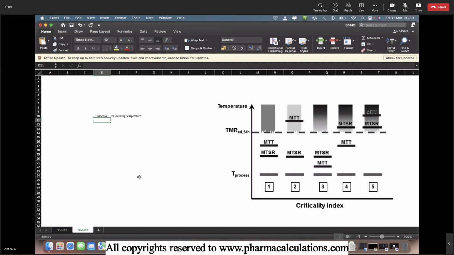The next one is the MTT. MTT is nothing but the maximum technical temperature. This is nothing but the boiling point of a solvent which is available inside the reaction mass. And the next one is the MTSR, the maximum temperature of the synthesis reaction. And the final one is the TMR AD24. This is nothing but the time to maximum rate.